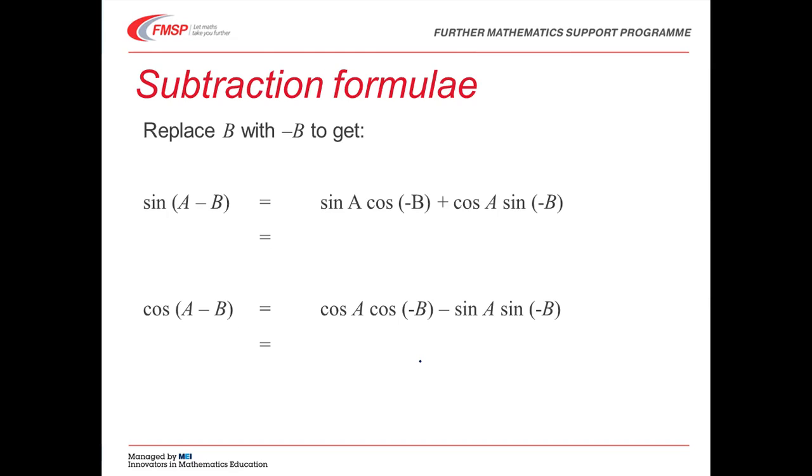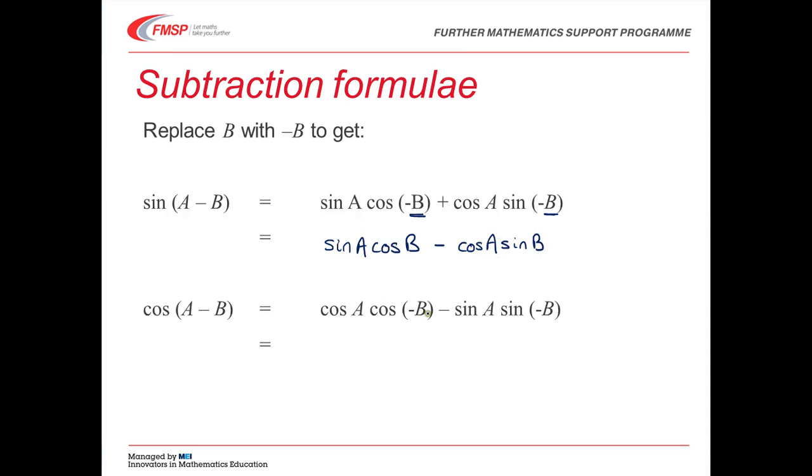If we replace B with minus B, then we can get two new versions of this. You'll remember that cos of minus B is the same as cos of B, so there we'll have sine A cos B, whereas sine of minus B is minus sine of B, so that will give us a minus sign, minus cos A sine B.